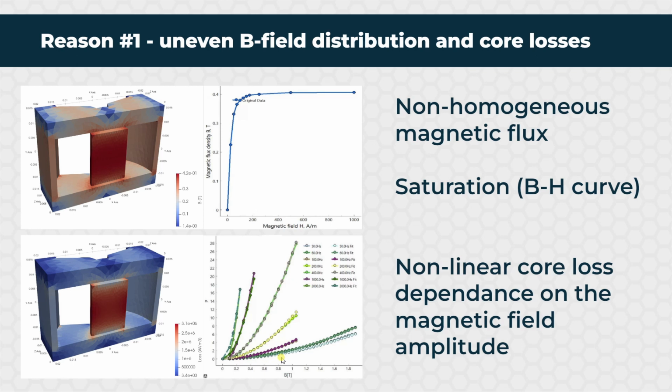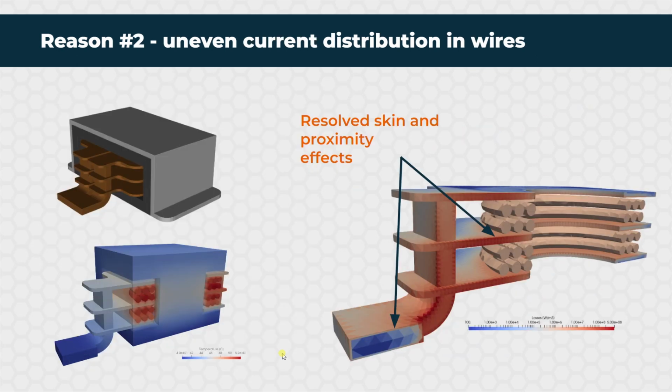And also note that those core losses are typically not linearly dependent on the magnetic flux density. They are typically closer to being a square. So every 20% error in the magnetic flux estimation would add about 40% error in core loss.